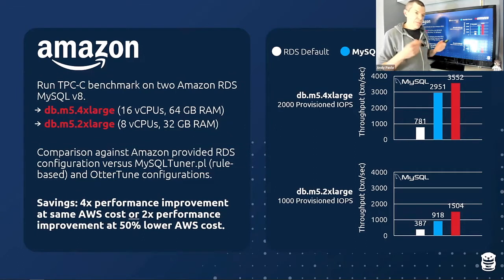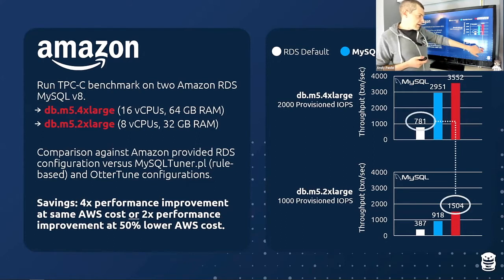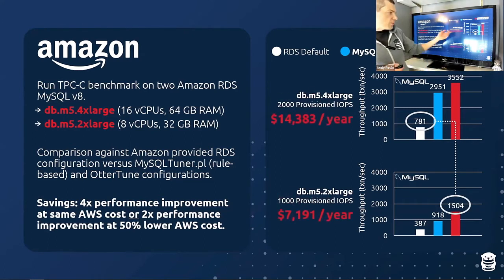But in our case, because we were starting with the Amazon default config, Amazon already tweaked a bunch of the knobs that the MySQL tuner set, but we can still outperform them. And once again, we're getting better performance on the smaller, cheaper machine than you would get on the larger, more expensive machine. This machine here is going to cost you $14,000 a year, and this machine is going to cost you $7,000.